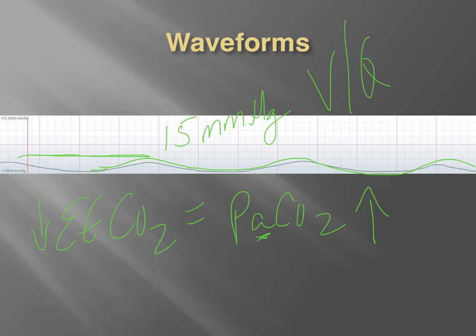That's something called a VQ mismatch. On the very basic terms, this is a VQ mismatch, even though most people just call it hypoventilation, and the actual term for this is hypopneic hypoventilation. We'll get into the VQ mismatch much later on. That's a whole other bear to tackle there.